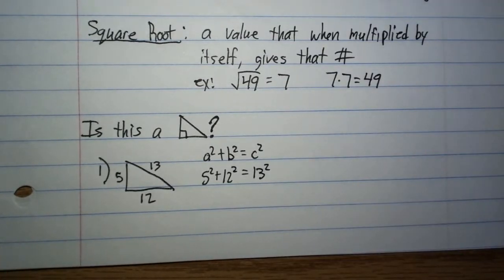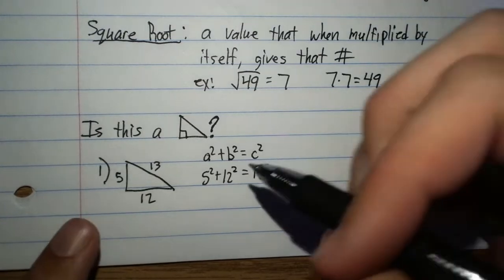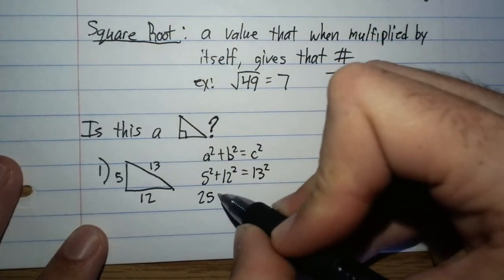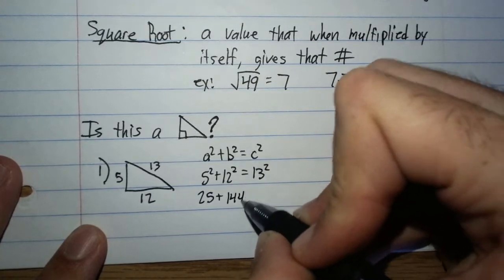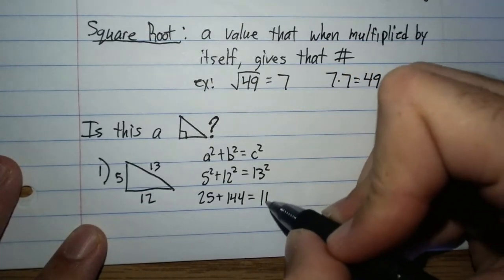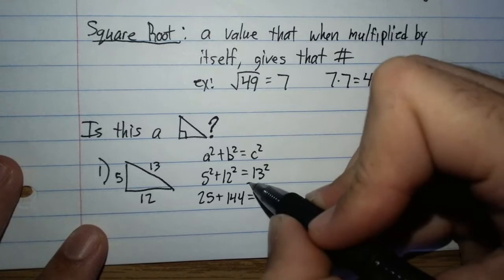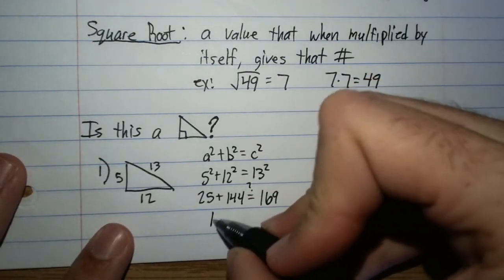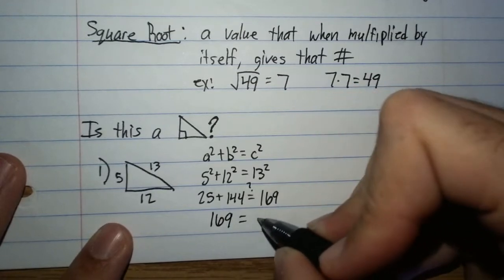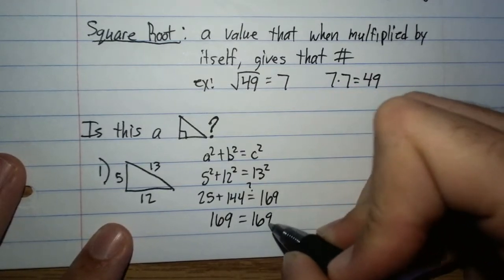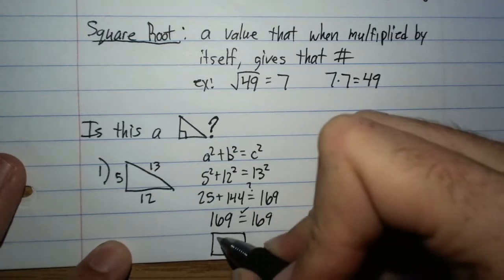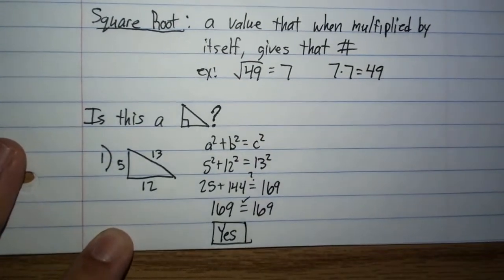Square them, add them together, see if they are equal. 5 squared is 25. 12 squared is 144. 13 squared is 169. We're trying to find out, are they actually equal? 25 plus 144 is 169. 169 is equal to 169. So yes, this is a right angle.